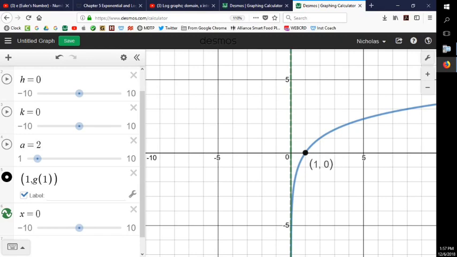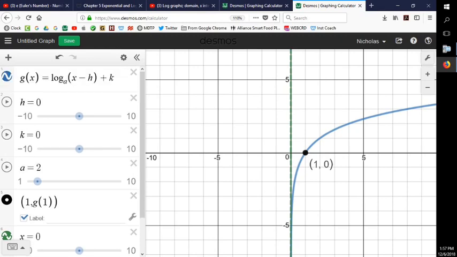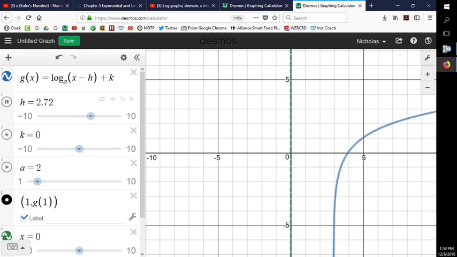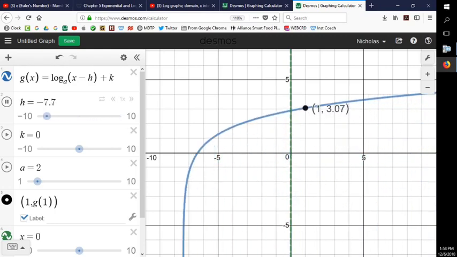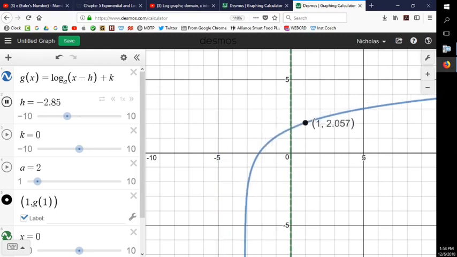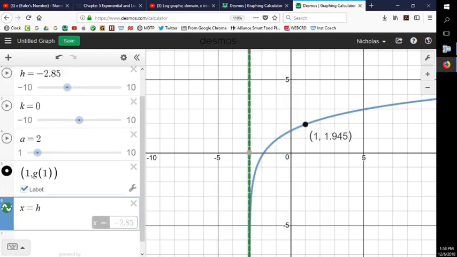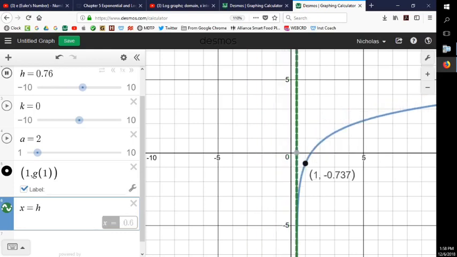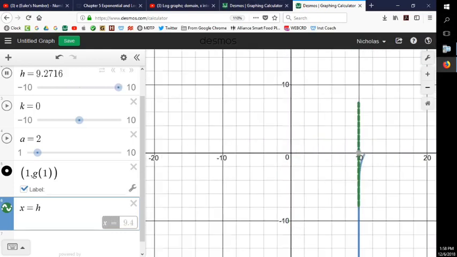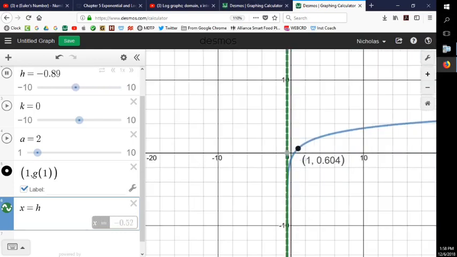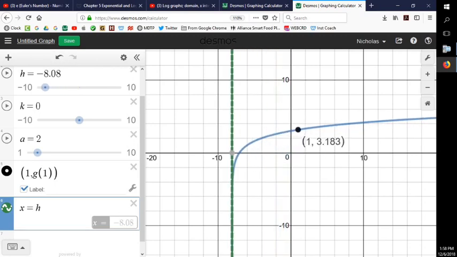Will the vertical asymptote change with the K or the H? Let's see. If I move the H, it'll move to the left and to the right. Shouldn't the asymptote be moving with it? Yes, it should. So let's make my vertical asymptote equal to the H. And now it should move with it. There it is. Look at it. It's just moving left and right. That's great. All right, that's all I got.